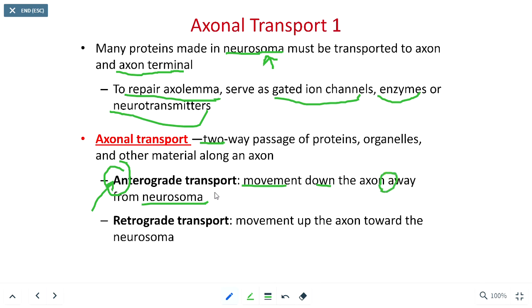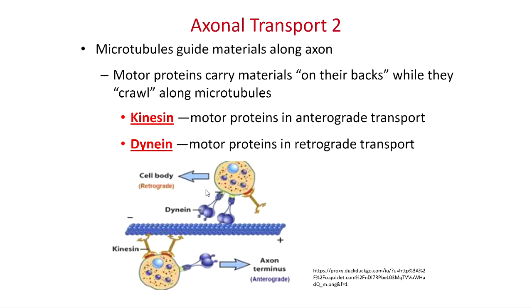Anterograde transport goes away from the neurosoma. We have retrograde transport as well. And when we think of retrograde transport, I want you to think of movement up the axon towards the neurosoma. So back towards the cell body of the neuron.